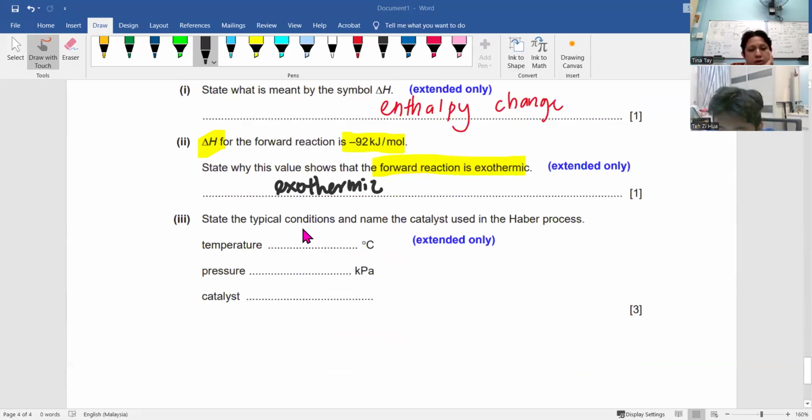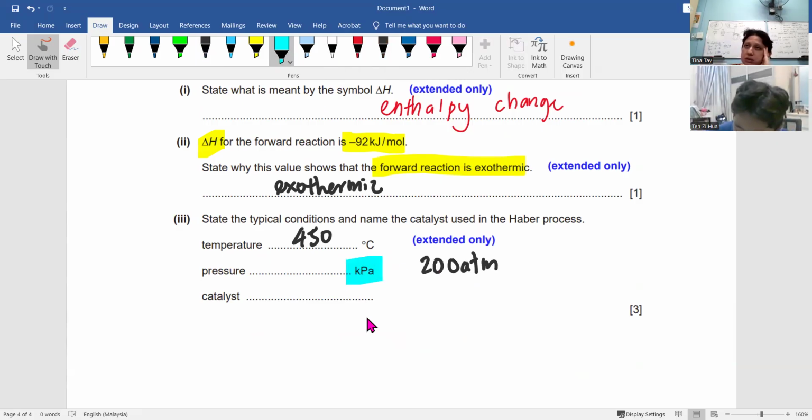The temperature is 450 degrees Celsius. The pressure is 200 atmosphere, but this is a different unit.